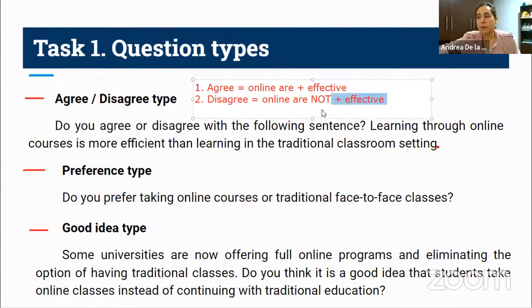They're not asking you, if the question was different, like what do you think about this sentence, that would be different, right? Because you could say, well, I think that it depends. I think that in some cases, online is more efficient. I think that in other cases, traditional is better. Or I think that both have their pros and cons. So if the question were different, you could do different things. But in this case, the question is very clear.